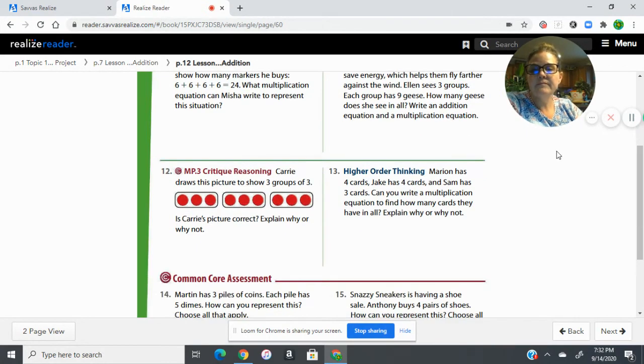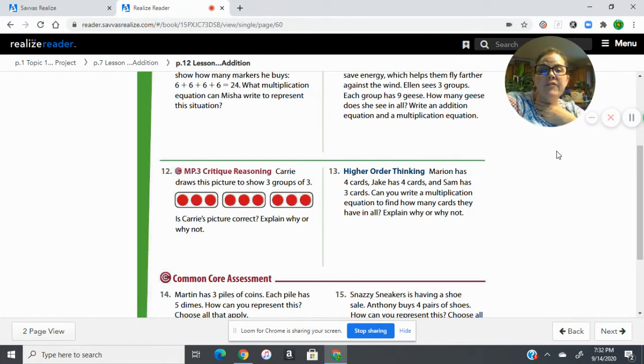Number 12. Carrie draws this picture to show 3 groups of 3. So there's 3 boxes and each one has 3 in it. Is Carrie's picture correct? Yes or no? And why? If you say yes, her picture is correct, how do you know it's correct? If you say no, her picture is not correct, how do you know it's not correct? So you're going to write both of those things down. We're going to correct this tomorrow. So please, you really have to have this done before you watch our video correcting it tomorrow.